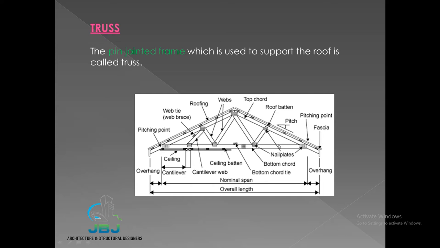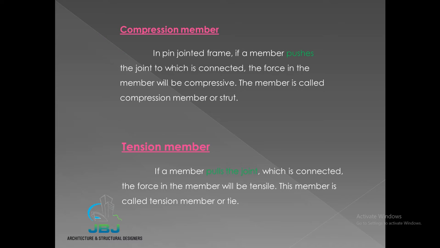So what is a compression member? In a pin jointed frame, if a member pushes the joint to which it is connected, the force in the member will be compressive. The member is called a compression member or strut. Simply put, if the force is acting towards the joint, that kind of member is called a compression member.